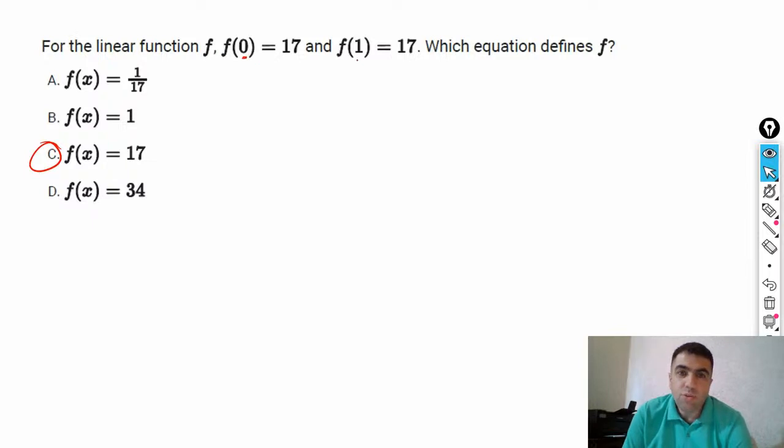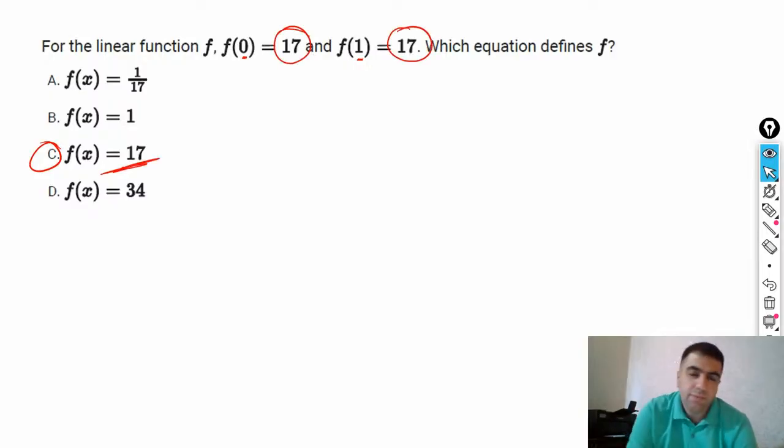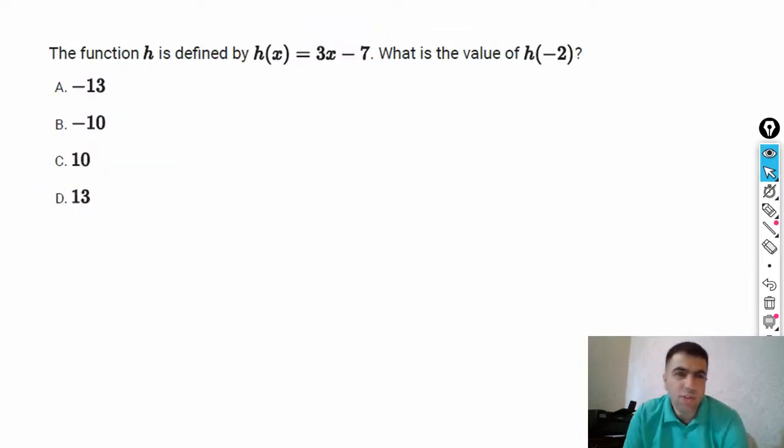We don't look at the values of x. It is always 17, right? It is always 17. This is a constant function. Let's continue with the other equation. The function h is defined by h of x is equal to 3x minus 7. What's the value of h of negative 2?